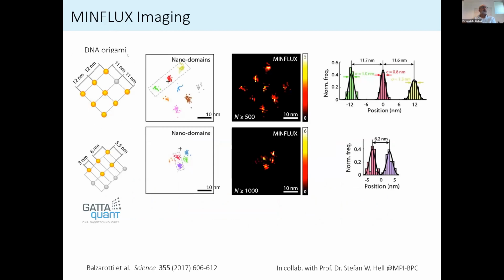Here we used as a calibration standard a DNA origami structure where fluorophores were organized at distances of about 10 nanometers or even shorter, 6 to 3 nanometers. And you can see that MinFlux can clearly resolve them. The scale bar here is 10 nanometers now, and we can clearly resolve these structures using, in this case, 500 photons, and here about 1,000 photons. These are values that are easily achievable with standard fluorophores.